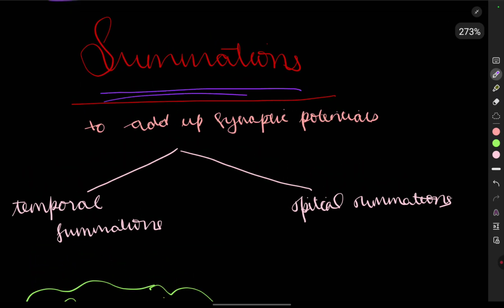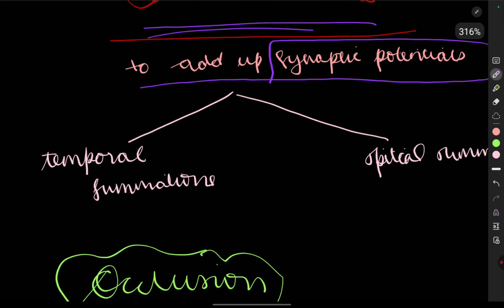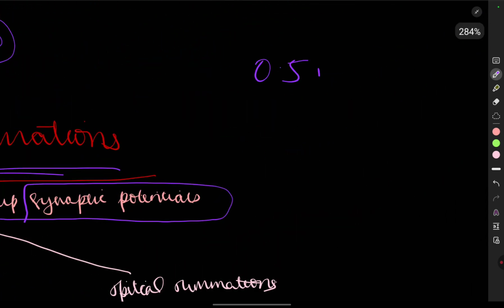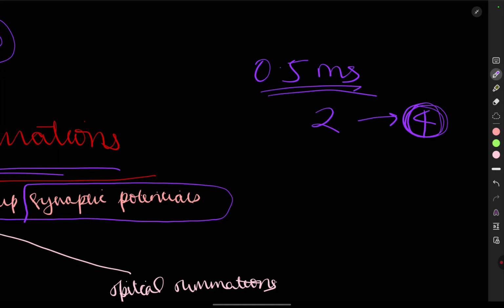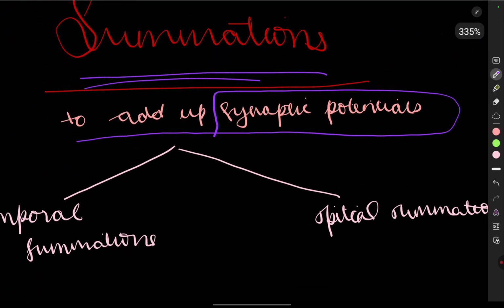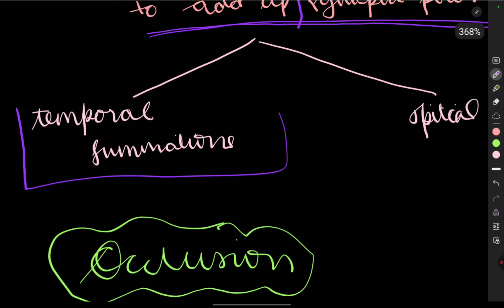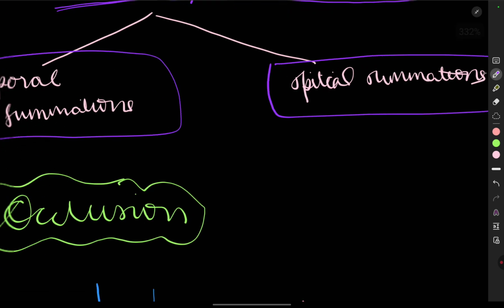Summation. What does summation mean? Literally, summation means adding up of the synaptic potentials. We saw the synaptic delay, right? It is 0.5 milliseconds. So what is its significance? It helps in finding out the number of synapses. So if there are 2 synapses, and it is transmitted in 2 milliseconds, that means 4 delays have occurred. So adding up the synaptic potential means summation. There are 2 types, the temporal summation and the spatial summation.